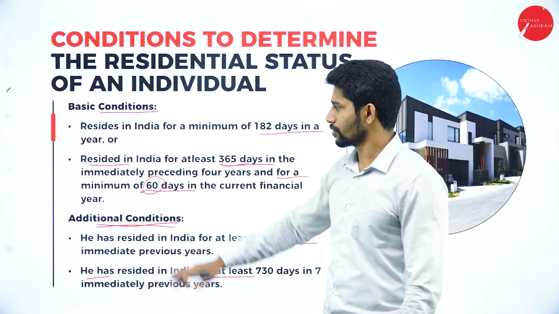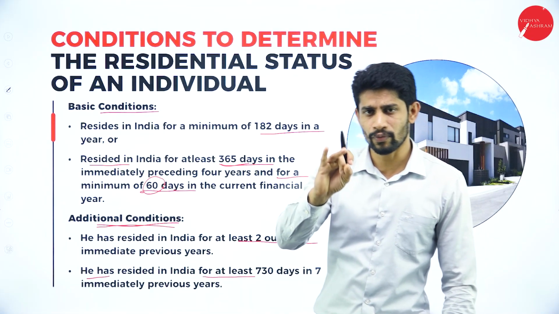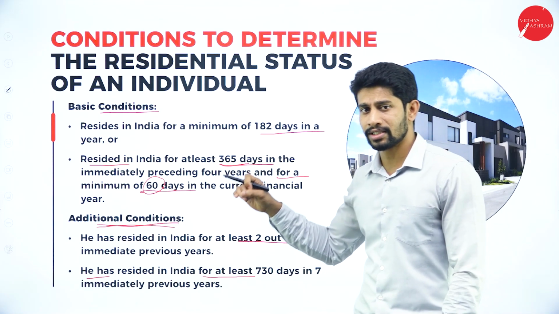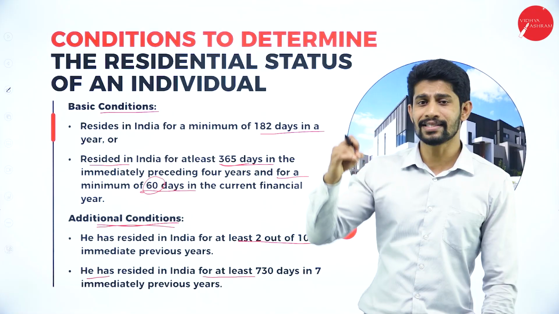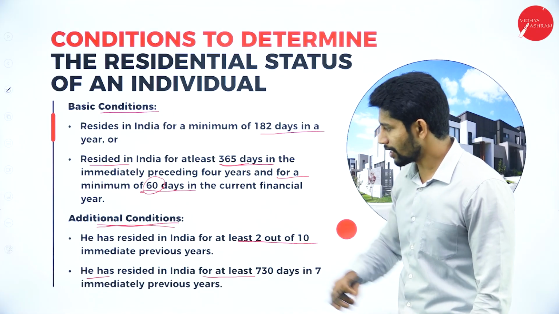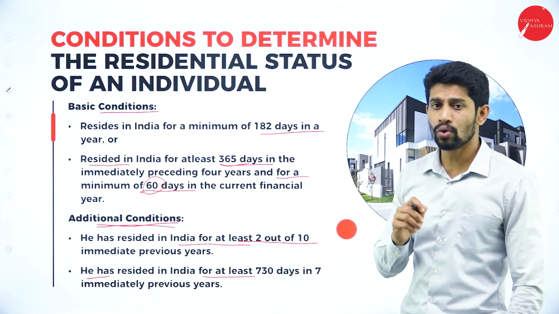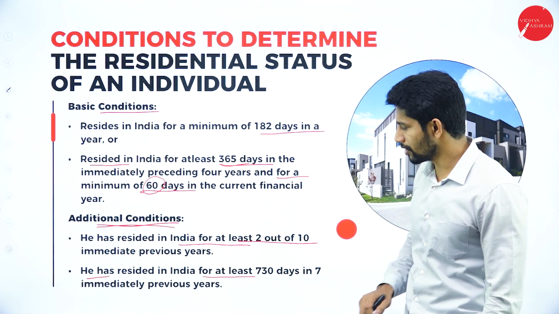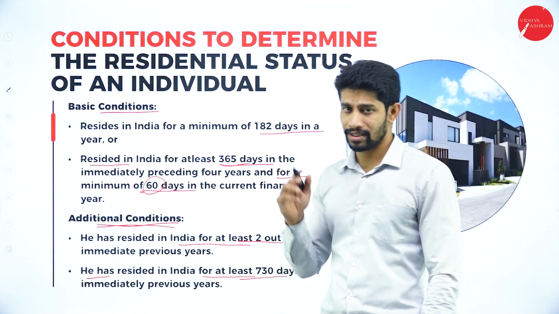So the first basic condition is what? He should be in India for at least 182 days or more in the previous year. The second basic condition is 365 days out of 4 years or 60 days out of the last previous year. In additional conditions, the first one is he has been in India at least 2 years out of 10 previous years. The second additional condition is 730 days out of 7 previous years.